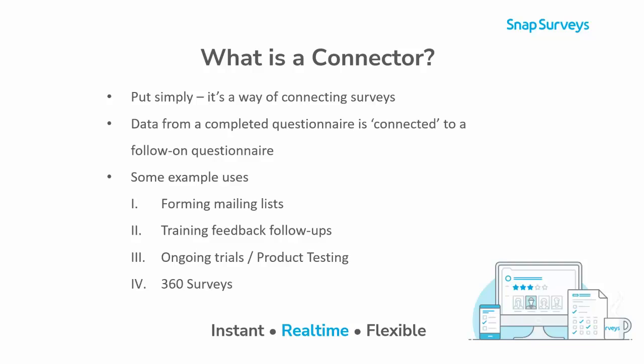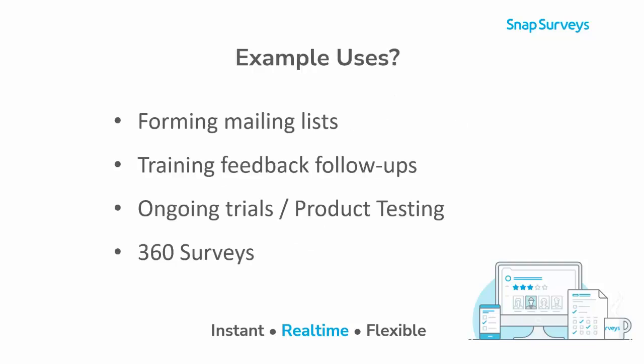Some example uses of how we might do this could be simply using it as a way of creating a mailing list, perhaps training feedback follow-ups, or ongoing surveys and trials, and also 360 surveys. So let's have a look at these in a bit more detail. So in terms of forming mailing lists, you might have a simple form on your website where people can sign up to take part in future surveys. On pressing submit on that form, their details would be added to a future survey.